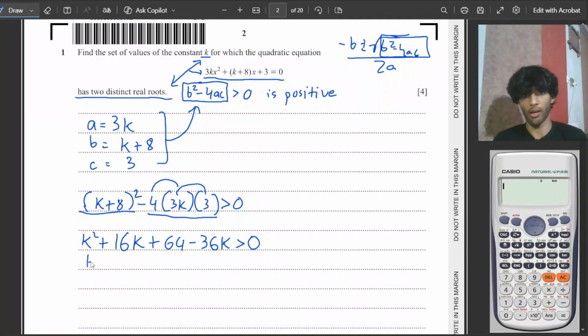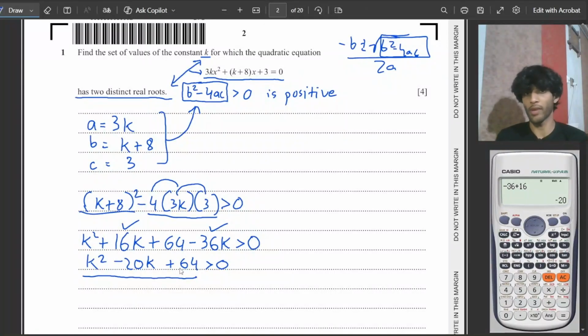Okay, now you have k squared. Let's combine these terms: minus 36 plus 16, that is going to be negative 20k plus 64. If you look at this part, this is a quadratic equation, not in terms of x, but rather in terms of k. So what you have over here is a quadratic inequality, and you can solve it by using this method.